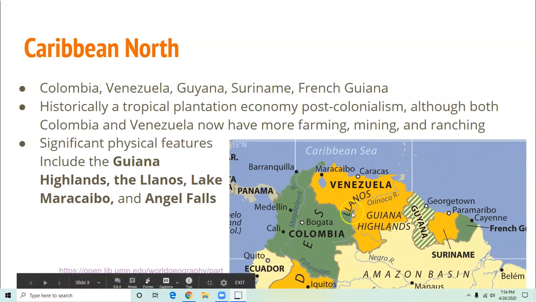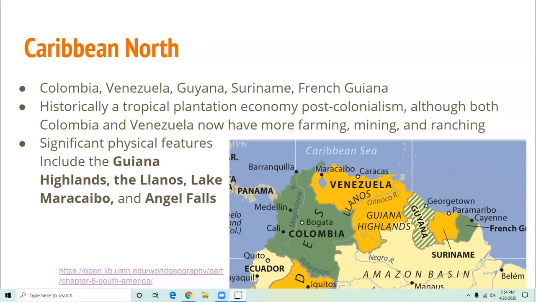The Llanos here is going to be a plainland area that is currently largely used again for oil drilling, but also has some ranching opportunity here. There is some flooding as it is along the banks of the Orinoco River. And then you have Angel Falls, which, fun fact, is the tallest waterfall in the world.